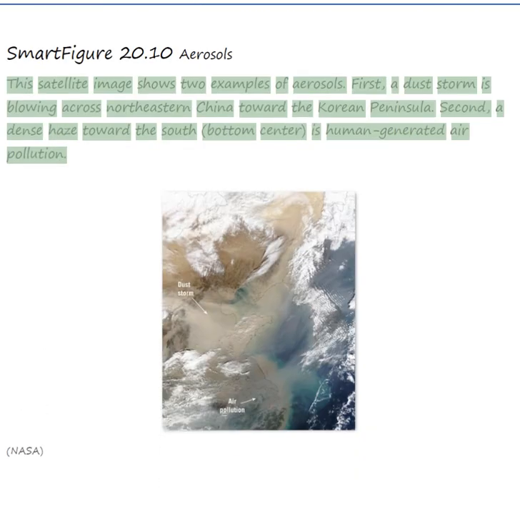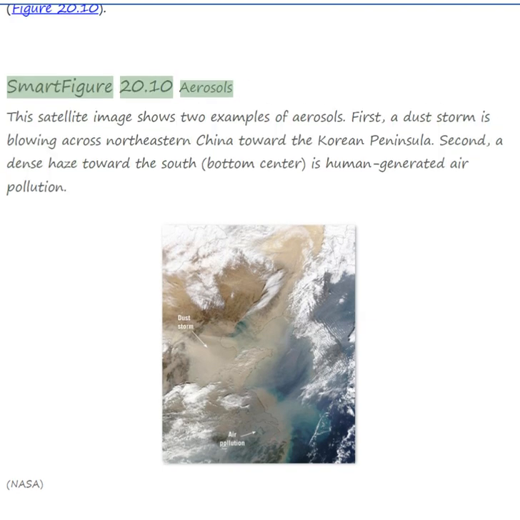This satellite image shows 2 examples of aerosols. First, a dust storm is blowing across northeastern China toward the Korean peninsula. Second, a dense haze toward the south is human-generated air pollution. Smart Figure 20.10 Aerosols.